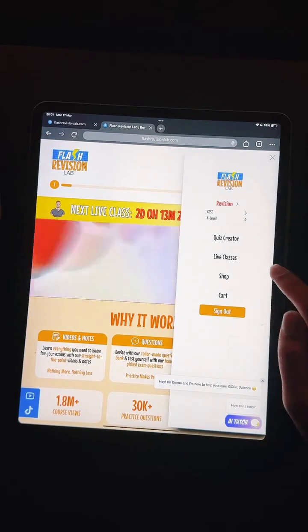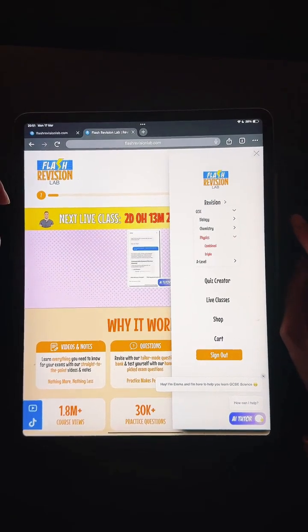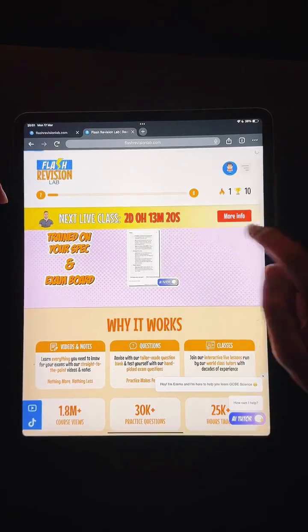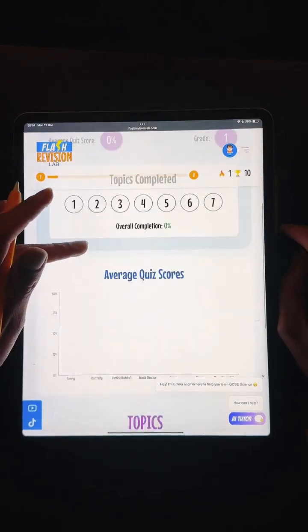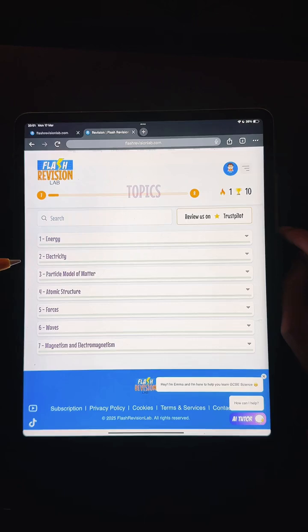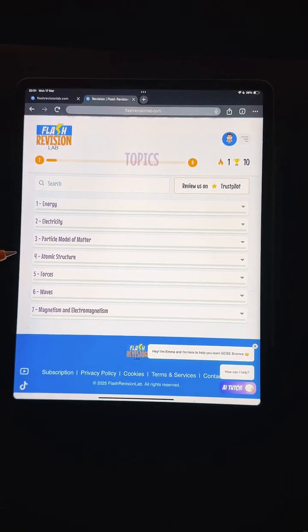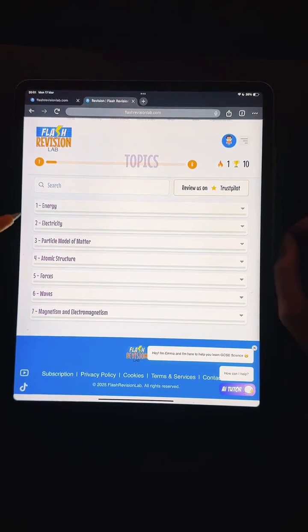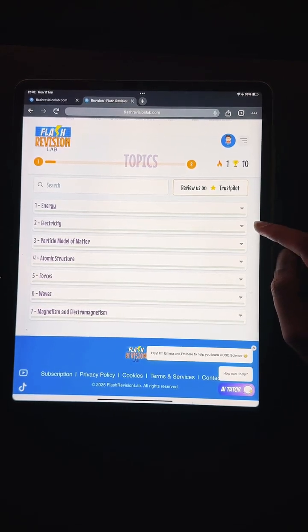So if I go to revision, GCSE and physics, and I go to the list of topics. My favorite topic usually is the ones with equations in them. So that will be things like forces of motion, energy calculations, electricity calculations. I like maths, so usually questions on those.